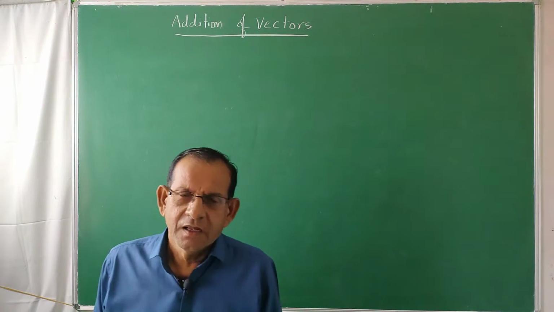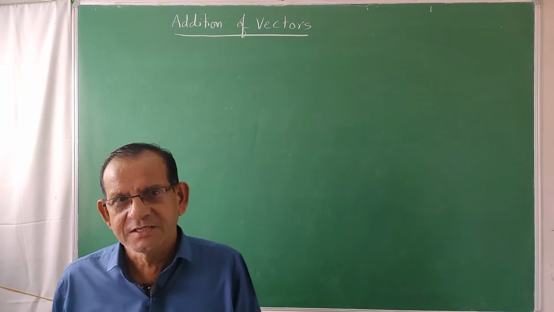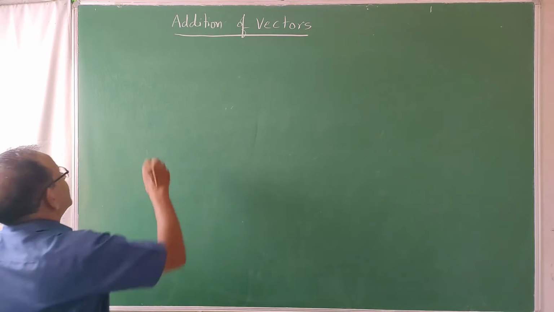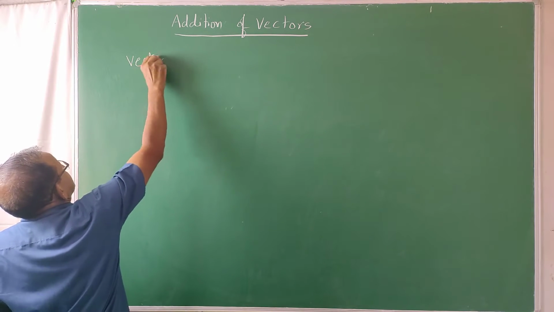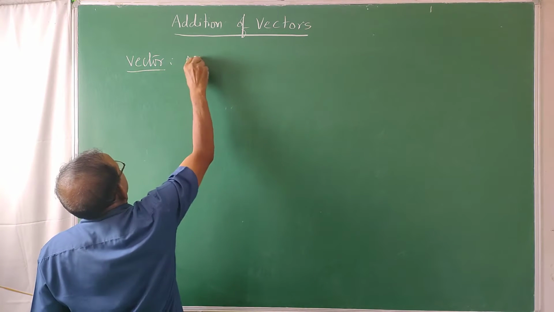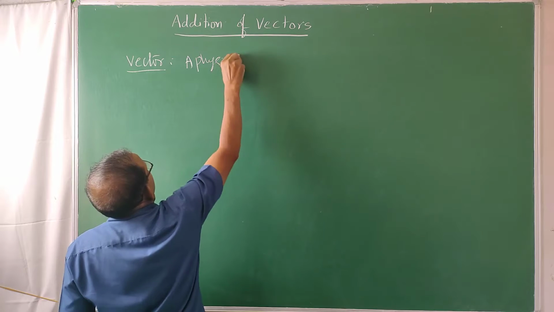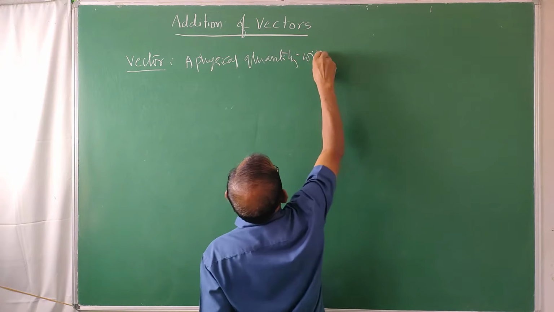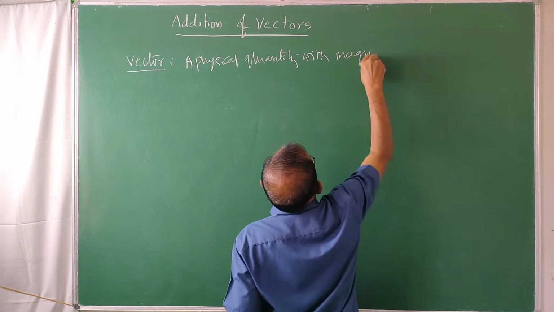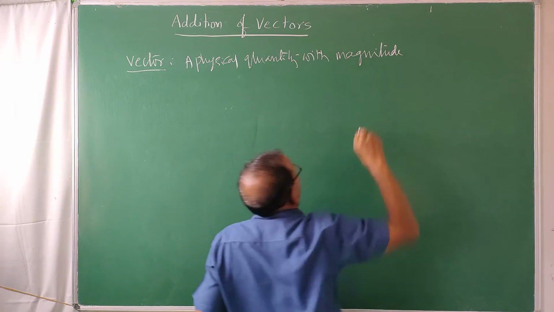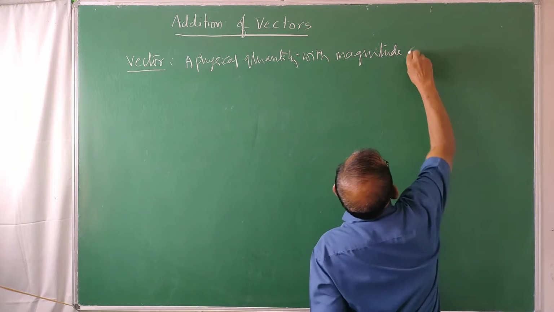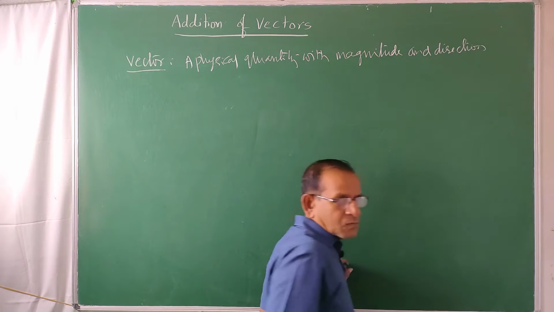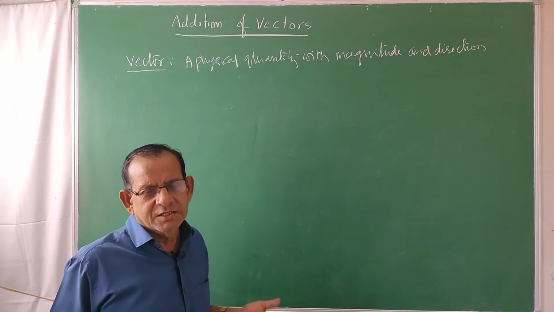Now in this class, let us discuss addition of vectors. First of all, what is a vector? A vector is a physical quantity with magnitude and direction, just like in physics, velocity, acceleration, etc.